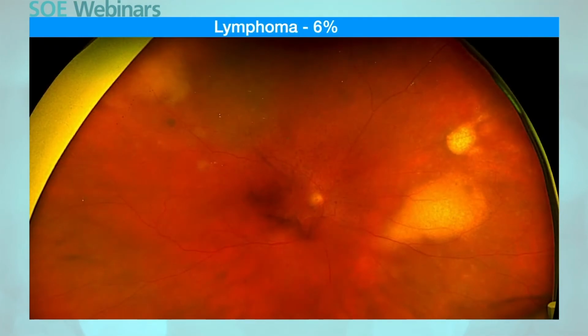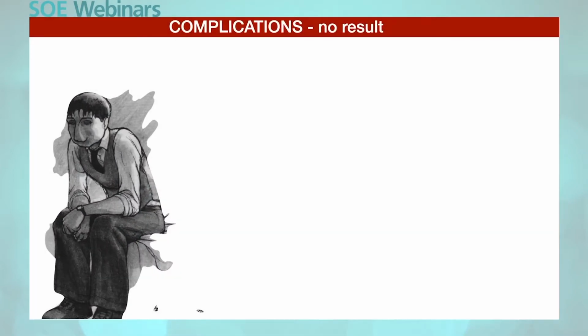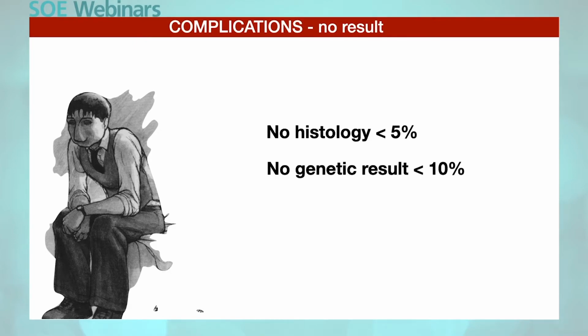In lymphomas, you definitely need a biopsy for tissue diagnosis because any kind of chemotherapy will depend on the tissue diagnosis, so you can't do without it, and this is in about 6% of our cases. Now, what are the complications? No result is the biggest complication, so the patients are very disappointed. We try to get better and better, and we now have no histology in less than 5%, and no genetic result in less than 10%.